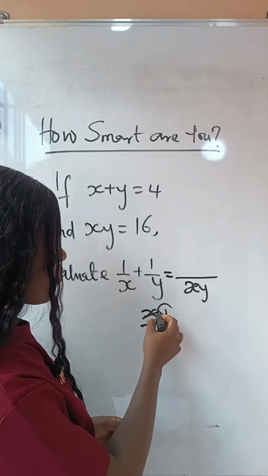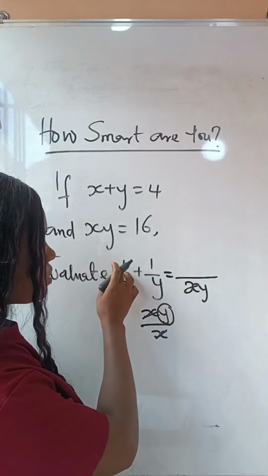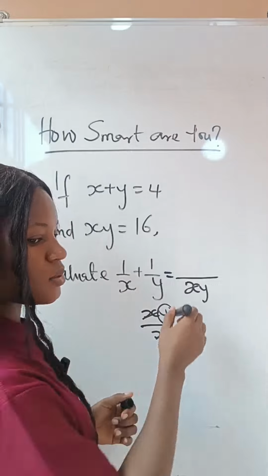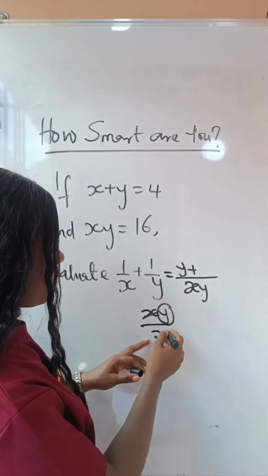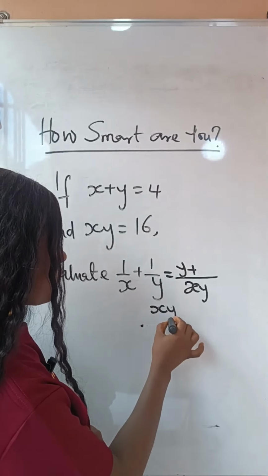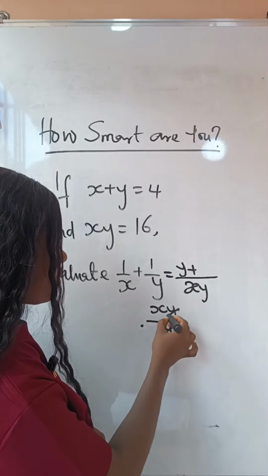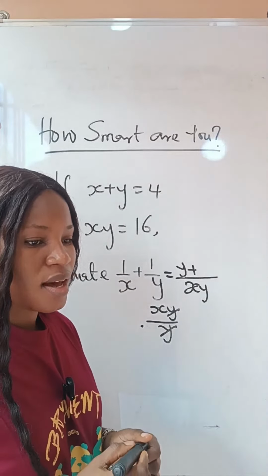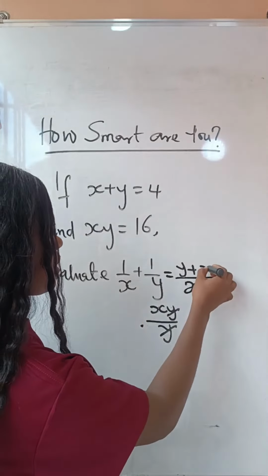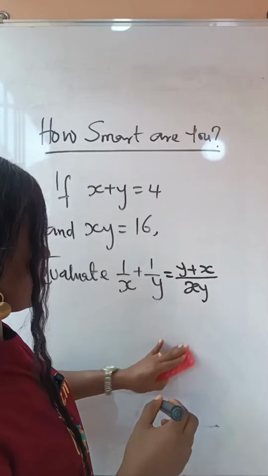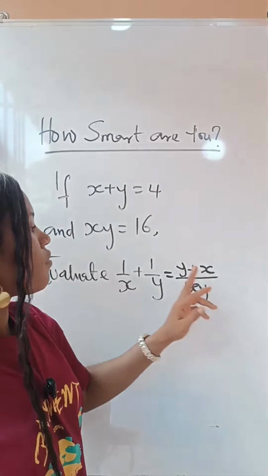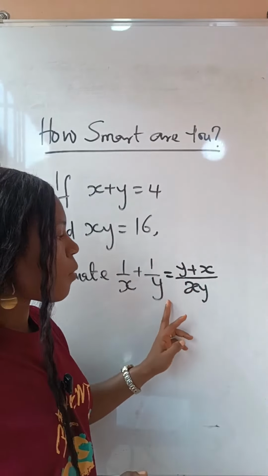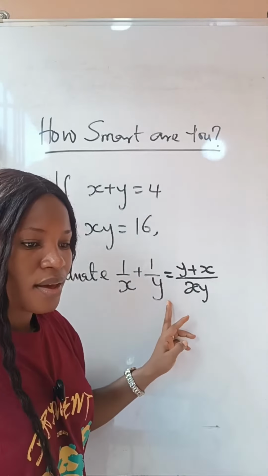So we multiply y by 1 to give us y. Plus, when y divides xy, that is xy divided by y, it cancels y and we are left with x. So we also say x times 1 is x. Now I want you to look at this very well. Can you see something? When you evaluate 1 over x plus 1 over y, you will definitely get y plus x divided by xy.